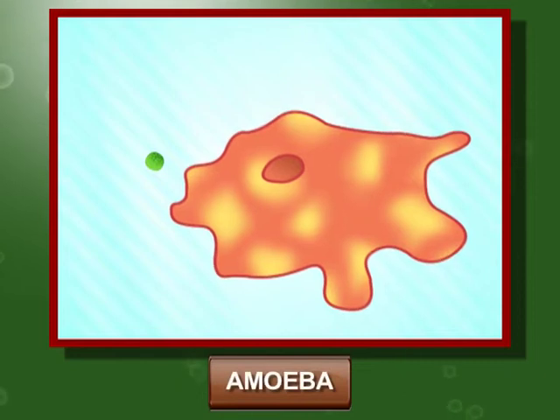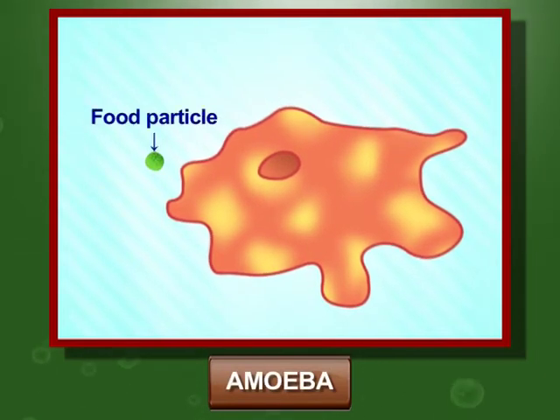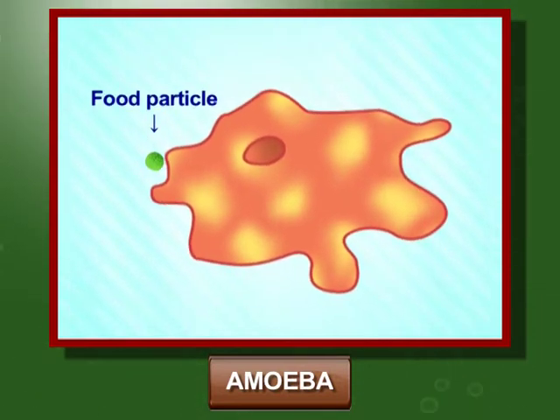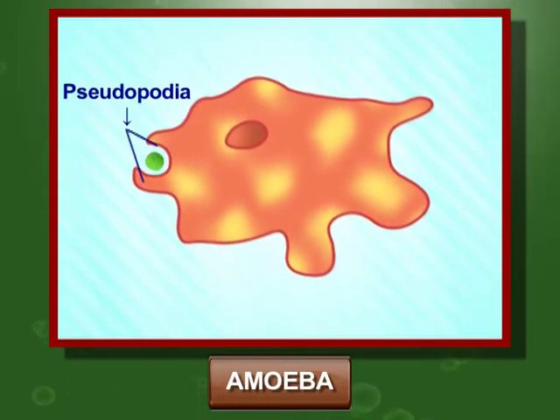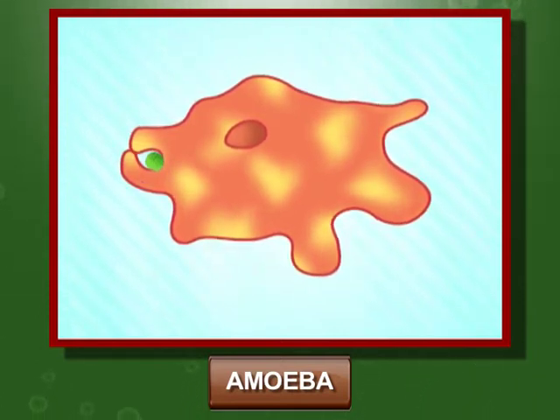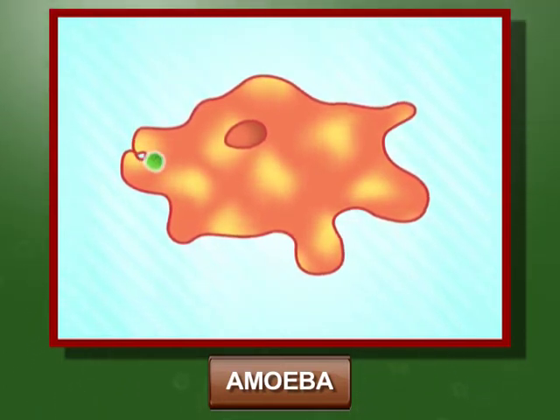So, the moment it senses a food material like diatom near it, it spreads its finger-like processes which are called pseudopodia. The two pseudopodia kind of engulf the food material. So, they keep on extending the pseudopodia till it becomes part of amoeba's body.